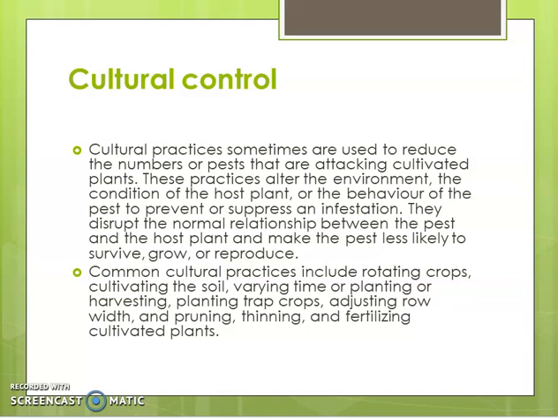Common cultural practices include: you can rotate your crops, so you plant a different crop in each growing season. The cultivation of the soil will turn over the soil and expose the eggs of these pests, or the pests themselves. Varying time of planting, so you can do sequential planting, you can change the regular time that you plant and or harvest. You can plant trap crops that will control these pests. You can adjust the row width a little wider so they don't overlap. Or you can prune, or thin, or fertilize your crop plants.